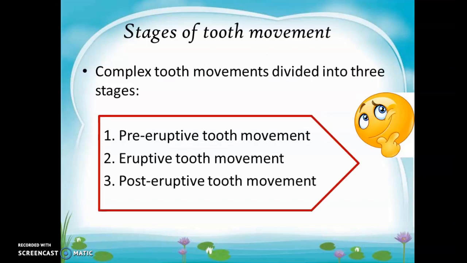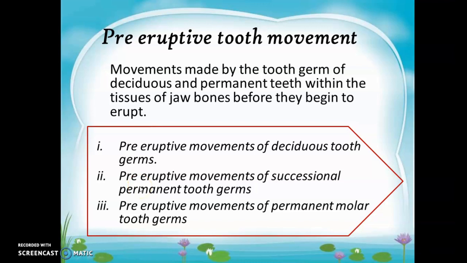But one thing you have to understand is these movements are quite complex and can be divided into three stages: pre-eruptive tooth movements, eruptive tooth movements and post-eruptive tooth movements. Pre-eruptive tooth movements are movements made by the tooth germ of deciduous and permanent teeth within the tissues of jaw bones before they begin to erupt. There is difference in patterns of pre-eruptive tooth movements between deciduous tooth germs, successional permanent tooth germs and permanent molar tooth germs.